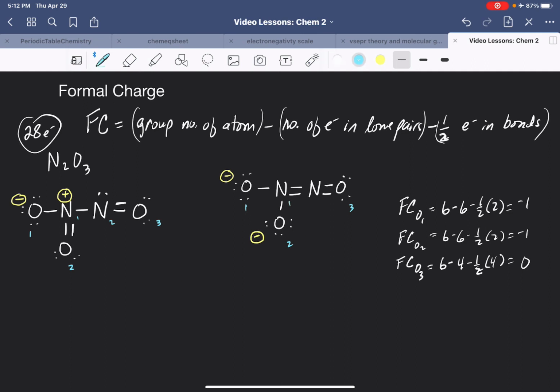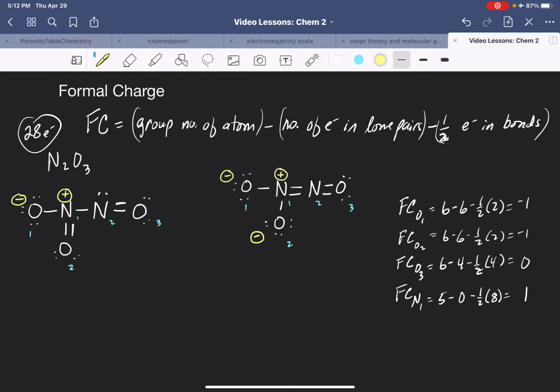It doesn't matter. I'm going to call this nitrogen 1, nitrogen 2, just like I did before, so it's easier to compare. So nitrogen 1, group 5, minus the number of electrons in lone pairs, that is 0, minus 1/2 the electrons in bonds, that is 8. So 5 minus 4 is 1. So we come over here and realize there's a positive charge there.